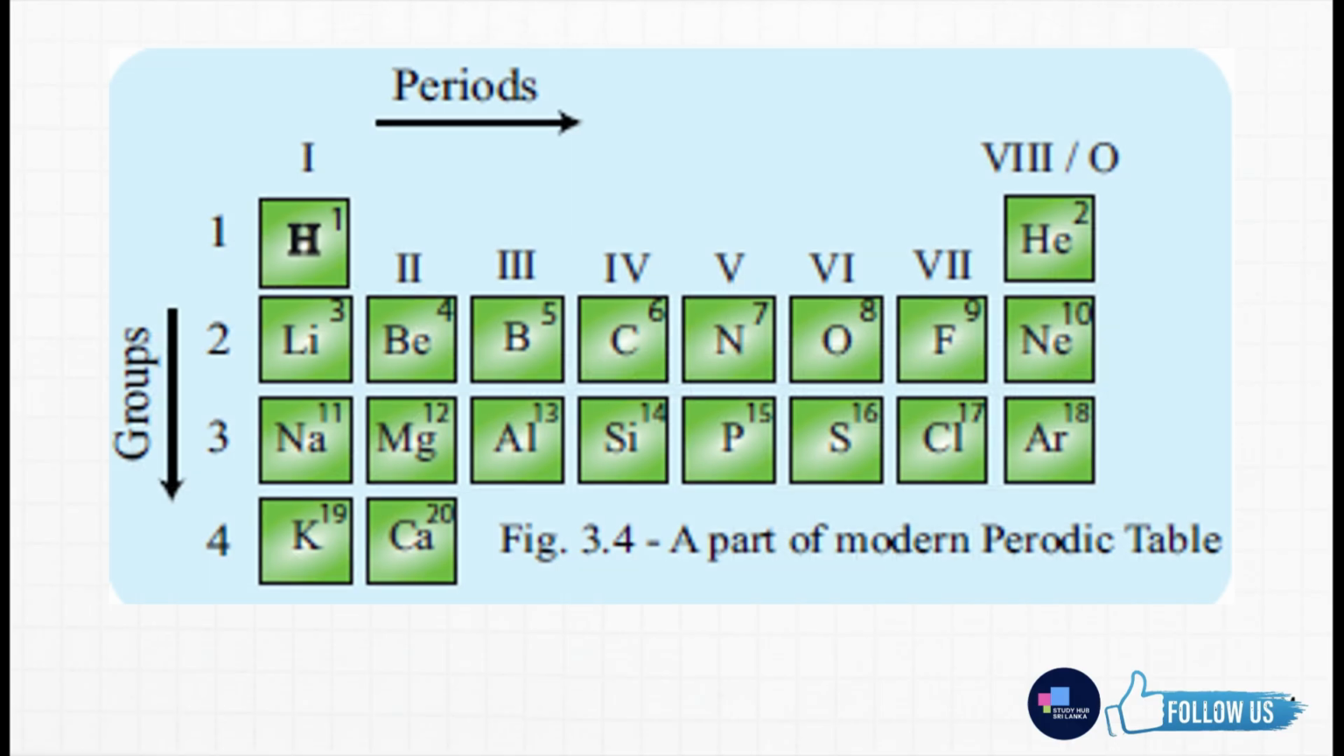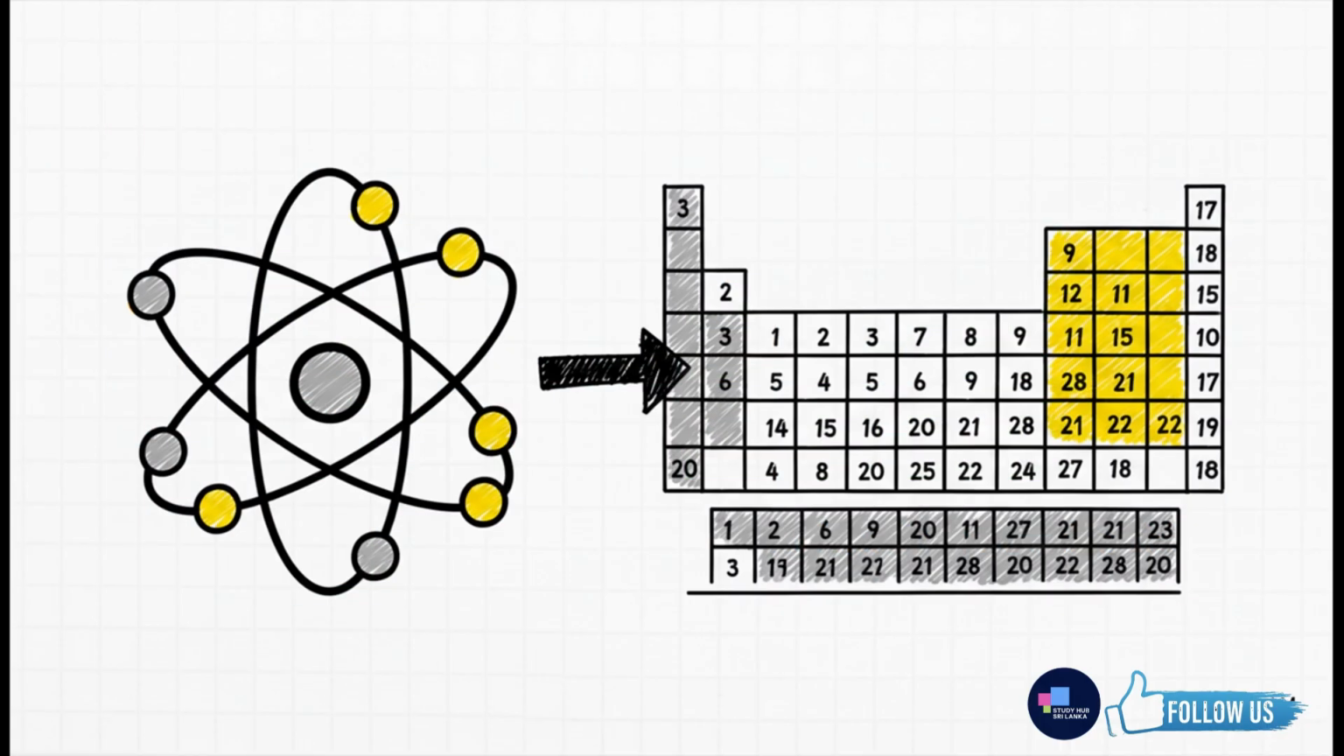And the vertical columns, the ones that go up and down, are called groups. An element's group is decided by the number of electrons in its outermost shell. These are called valence electrons, and they are super important because they're the ones that get involved in chemical reactions. They basically decide how an element is going to behave.